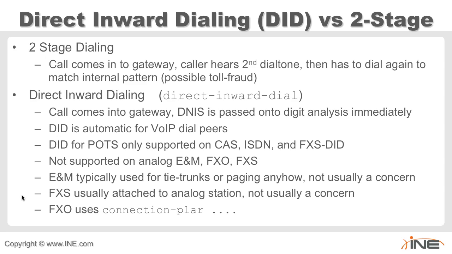The other method is, of course, direct inward dialing, and the command is direct-inward-dial on the dial peer. So first match the dial peer using one of these commands, and then use the direct-inward-dial command. So the idea here is that a call comes into the gateway, again, let's say from the PSTN, and the DNIS, or called number, is passed on to the router or voice gateway's digit analysis engine immediately. So DID is, first of all, automatic for VoIP dial peers. There's no way not to do DID on VoIP. Automatically happens. DID for POTS is only supported on T1 or E1 CAS, ISDN, and also something called FXS DID.